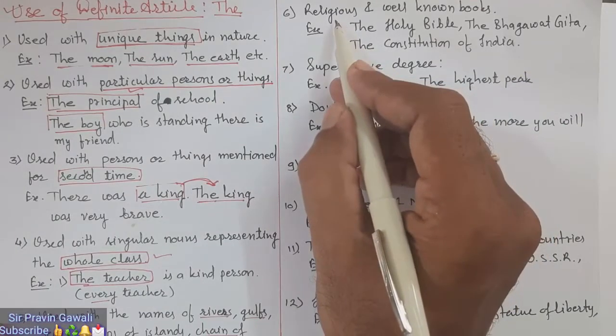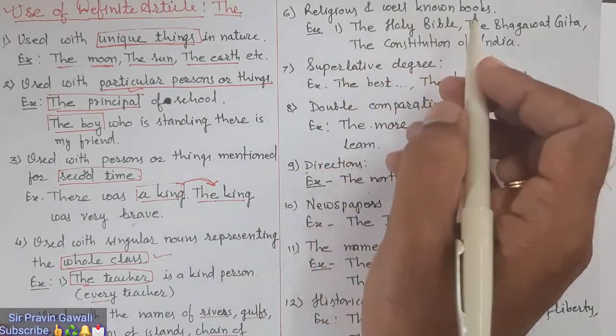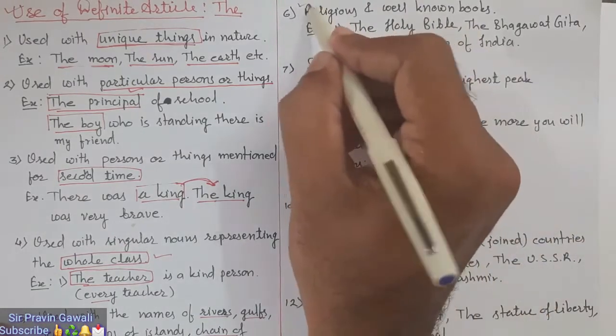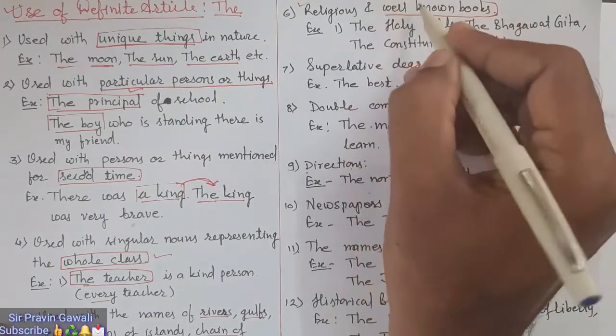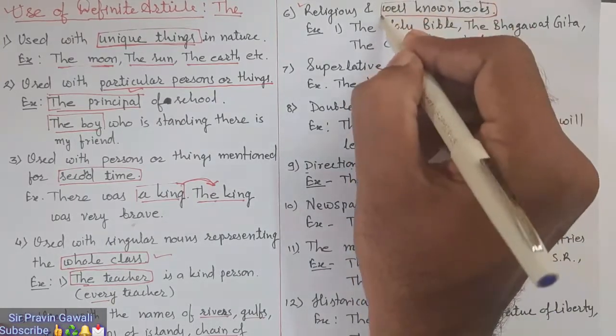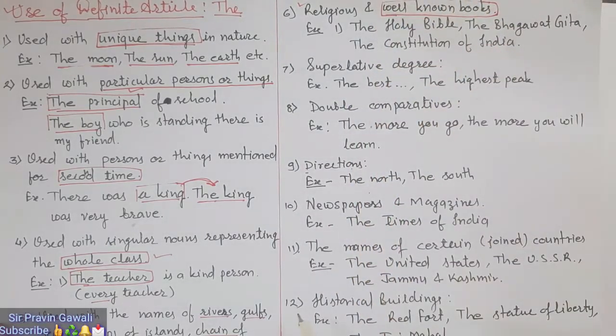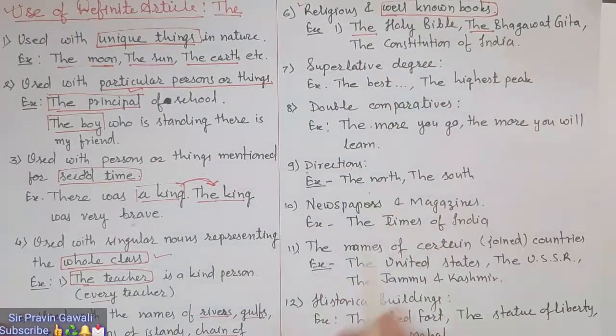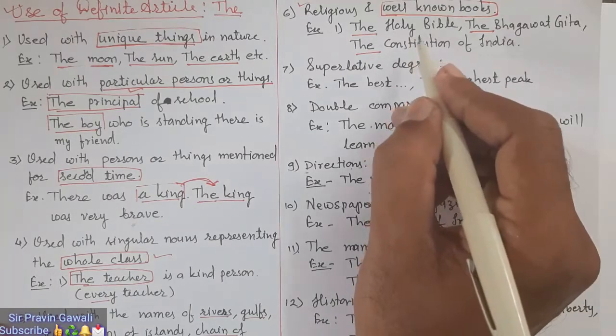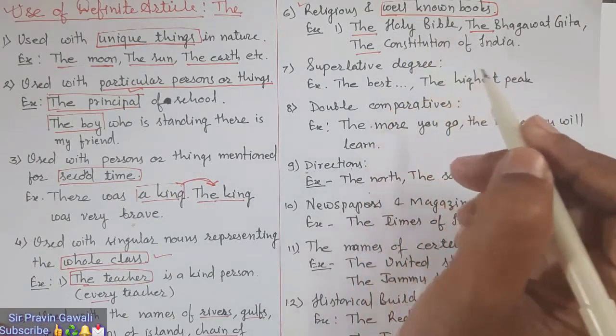It can be used with religious and well-known books. Okay students, religious as well as well-known books, not any book or a common book. For example, the Holy Bible, the Bhagavad Gita, the Constitution of India, the Quran. Okay students, in this way we can use the article with well-known books or religious scriptures, we can say.